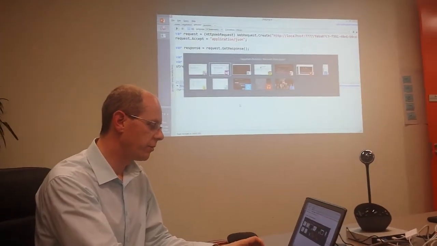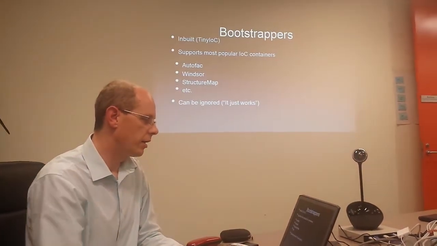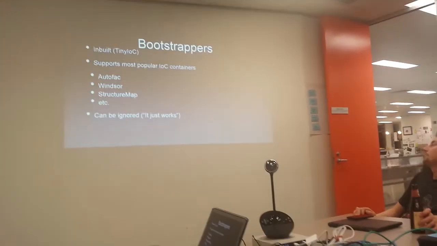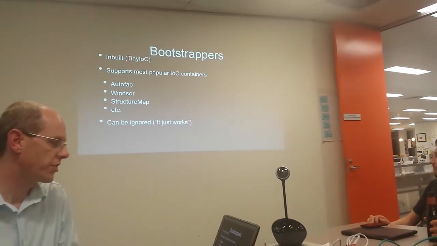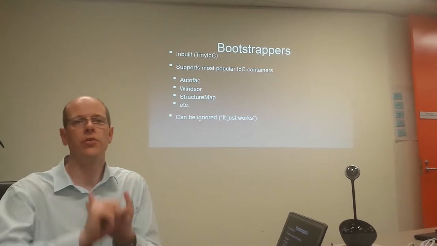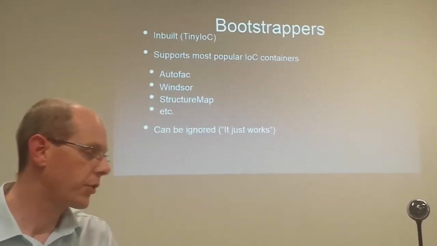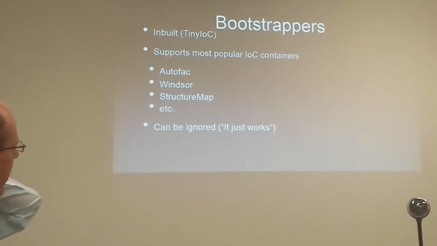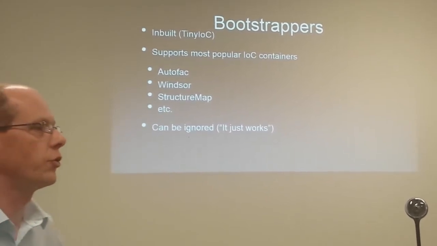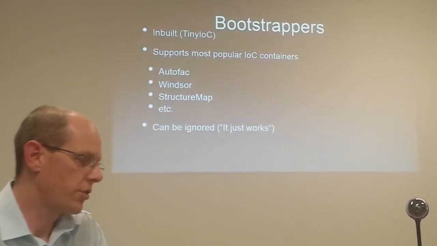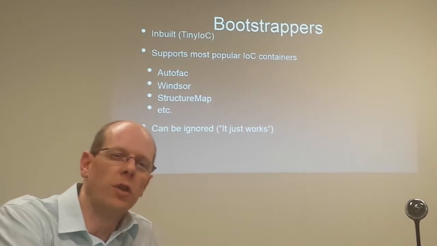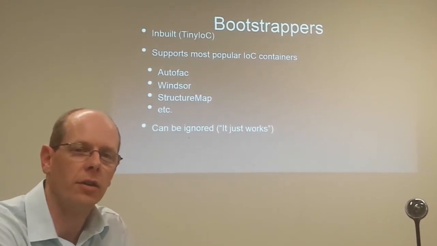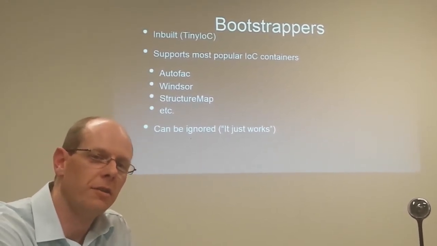So, that's your very quick run through Nancy. Given it's coming up to 8 o'clock, I'll just run through some of this. So, as I said, there's bootstrappers. Nancy supports Tiny IOC out of the box, autofactor in there. You can use some of the older school stuff if you want. So, Windsor, structure map, Runthrough, possibly. I don't know if anyone's done it. Does anyone use that anymore? Nope. Nope. Okay.